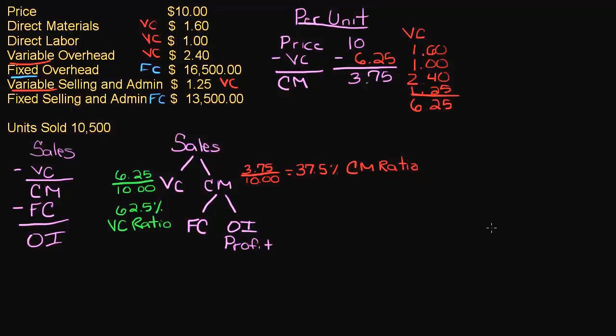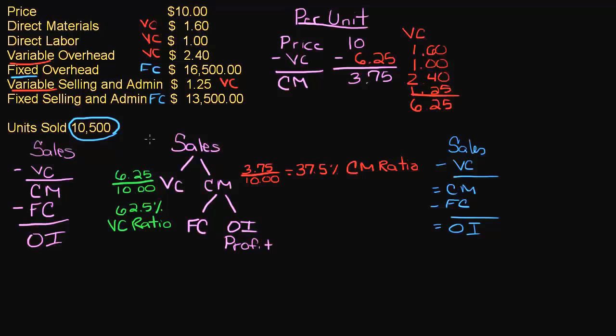Now let's go back to my contribution margin income statement. Sales minus variable cost equals contribution margin minus fixed cost equals operating income. Remember, operating income is just another word for profit. So if we sold 10,500 units, what would our profit be?